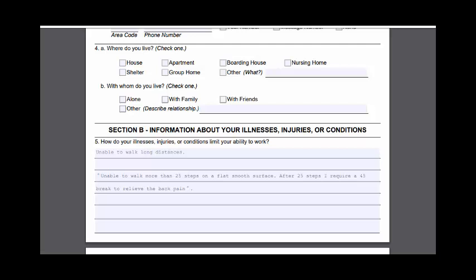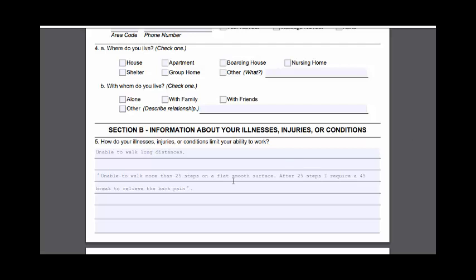Question 5: how does your illness, injuries or conditions limit your ability to work? So this is a recent example: unable to walk long distances. I'm going to dig into that one a little bit. Long distances, for somebody at Social Security who reads this, could mean 10 steps. It could mean 2 miles. So there are no specifics in communicating your limitations.